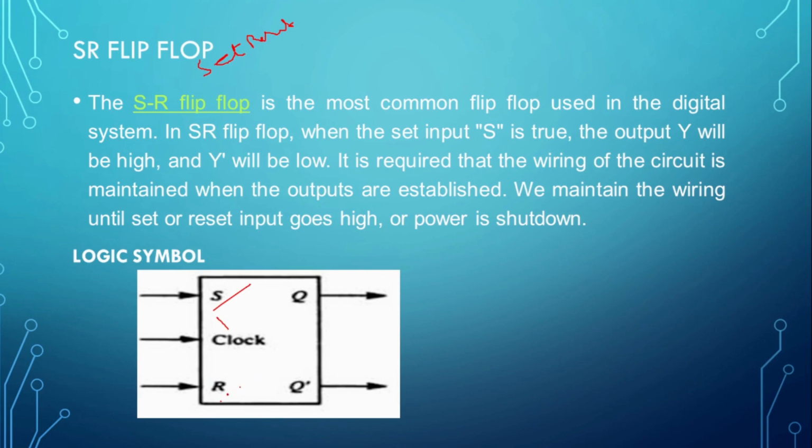And it provides two outputs. One is Q, that is the present state output, and the other is Q dash, that is the next state output. If you give S is true, meaning you give a value of S equal to 1, the output Q, that is present state, will be 1 and Q dash, the next state, will be 0. The flip-flop is constructed with a clock.